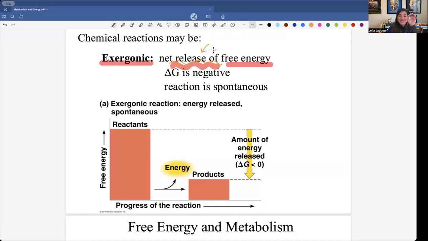A release of free energy. So an exergonic reaction is going to be a reaction where the delta G is negative. The reaction is going to be spontaneous because the delta G is negative, and there will be a release of energy.